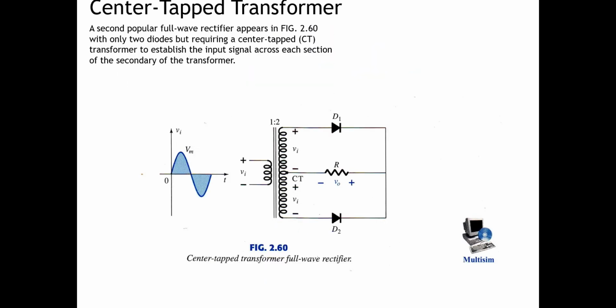Okay, in the center tap transformer, we use a transformer. This is the input voltage, and this is the diode. We use only two diodes, D1 and D2. And this is the transformer here.